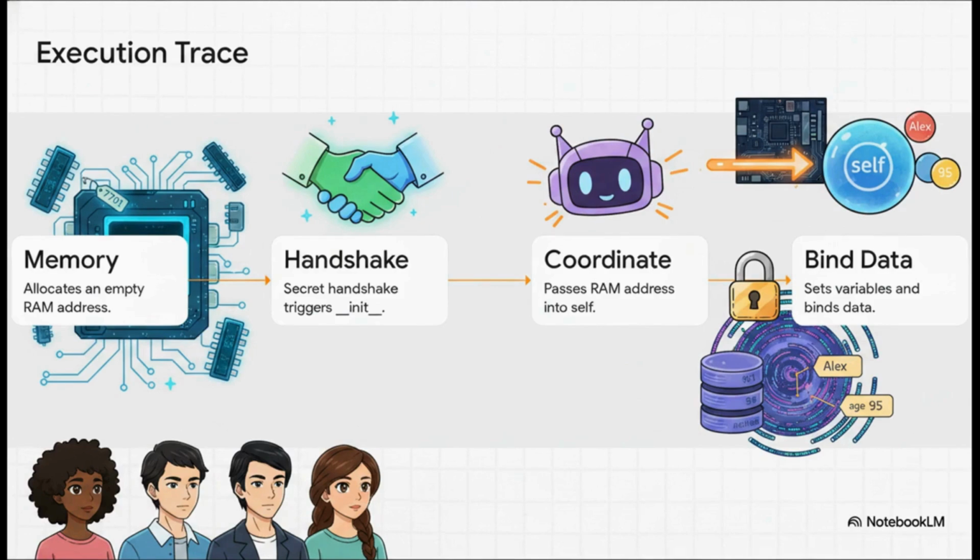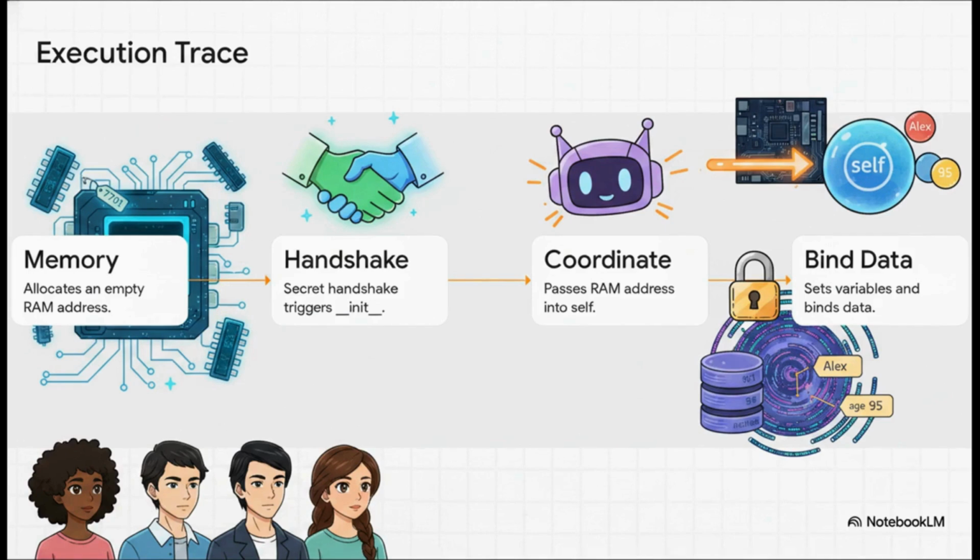Step 2, the secret handshake. Python automatically triggers the init birth station. Step 3, passing coordinates. Python passes that RAM address, 7701, straight into the self parameter. It passes Alex into the input name and 95 into the input grade.